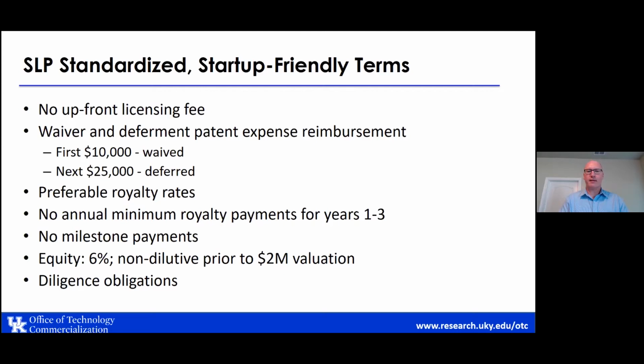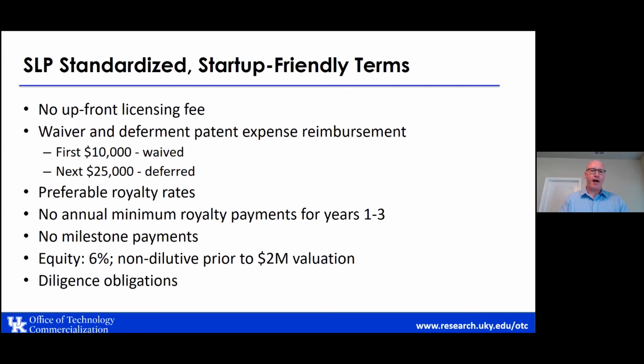No annual minimum royalty payments for the first 3 years. Again, this is in line with the idea, much like with the waiver and deferment of patent expenses, that in these first couple of years when capital is precious, you're going after SBIR dollars, you're going after early investment dollars. We don't want those monies to be used to pay the university. We want those monies being invested into the technology and development of that technology. So for the first 3 years, there are no royalty payments due, or at least no minimums, assuming that you're not selling the product at that point. No milestone payments are due.